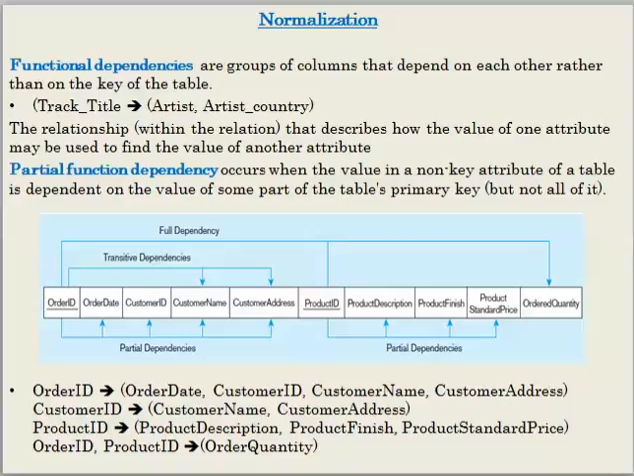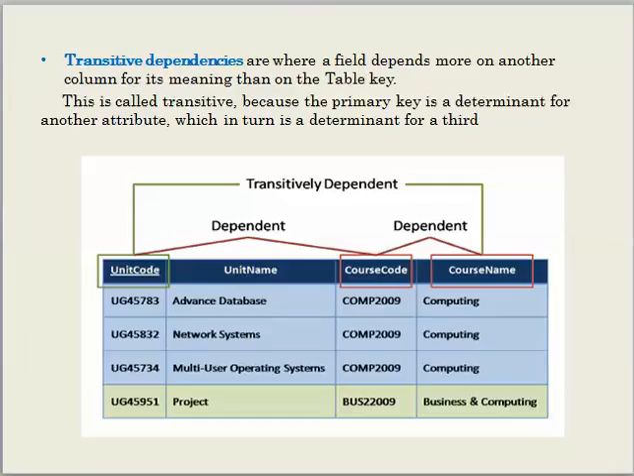Transitive dependencies are where a field depends more on another column for its meaning than on the table key. This is called transitive because the primary key is a determinant for another attribute, which in turn is a determinant for a third. In our example above, we have unit code as our primary key. We also have a course name that is dependent on course code, and course code dependent on unit code.